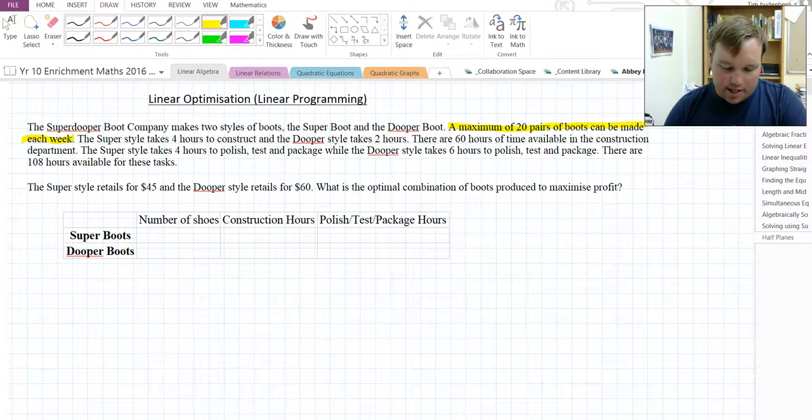Super style retails for $45 each, the duper style retails for $60 each. What is the optimal combination of boots to be produced to maximize profit?